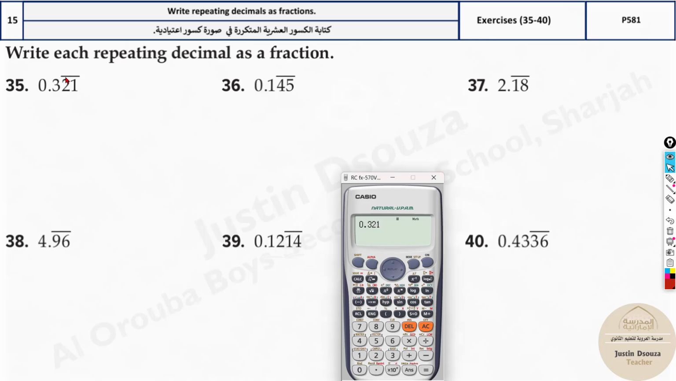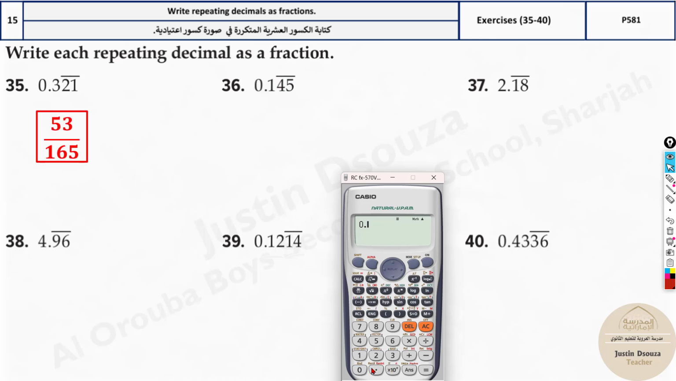0.321. Write it as it is. Now, wherever you can see the line, that is the repeating part. That means this number is going to be 21, 21, 21, and so on. It keeps on repeating. So if you write some considerable amount of digits, you will directly get the answer as a fraction. You can see that's the answer.